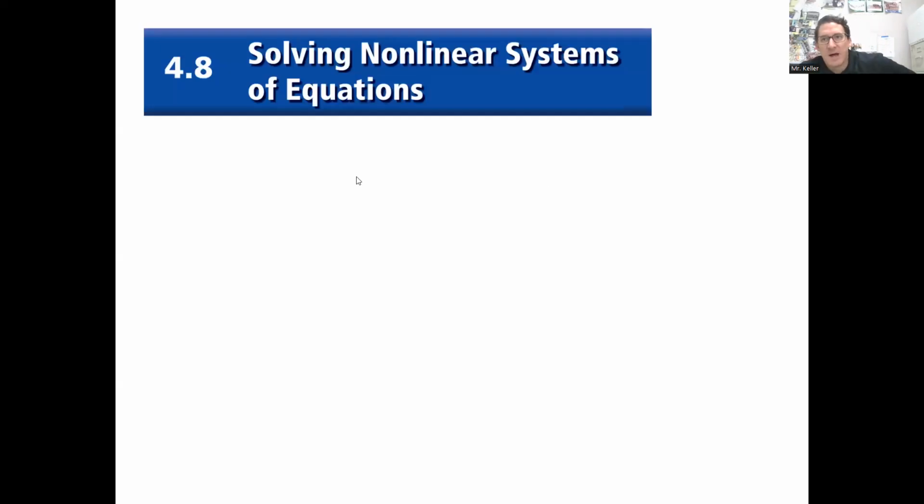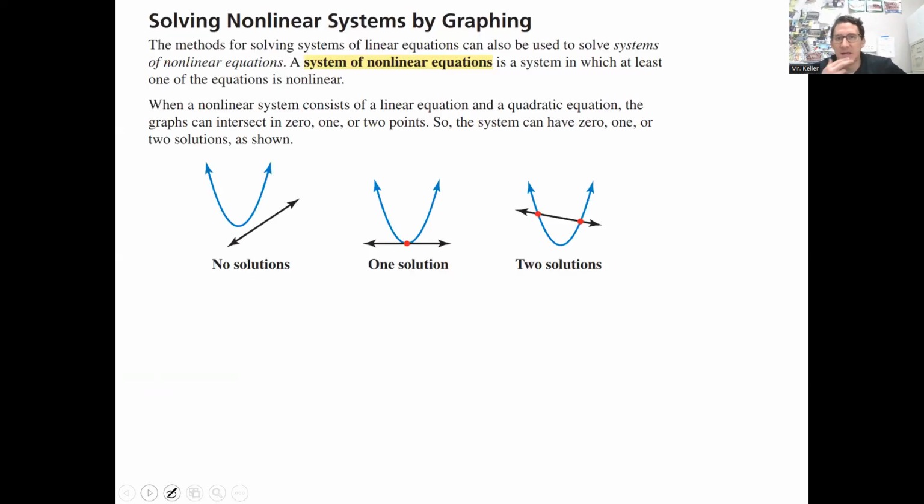All right, IM2 classes. Today we are solving nonlinear systems of equations. So we are actually going to be looking at systems with a quadratic and a linear equation. So where the solutions are. Similar to when we were solving quadratics by graphing them, the solution is going to be at an intersection. You're just solving and finding the zeros of a quadratic. The solution is where the graph crosses the x-axis.